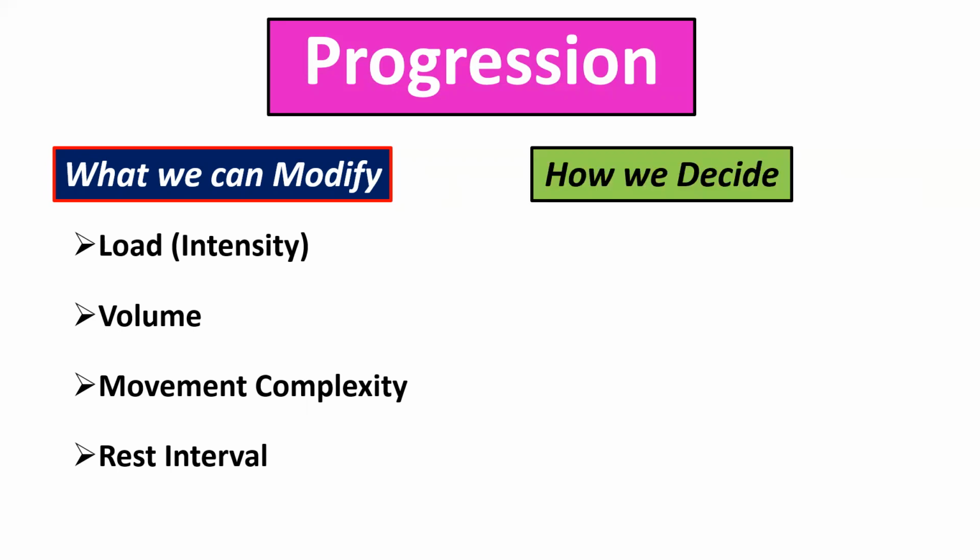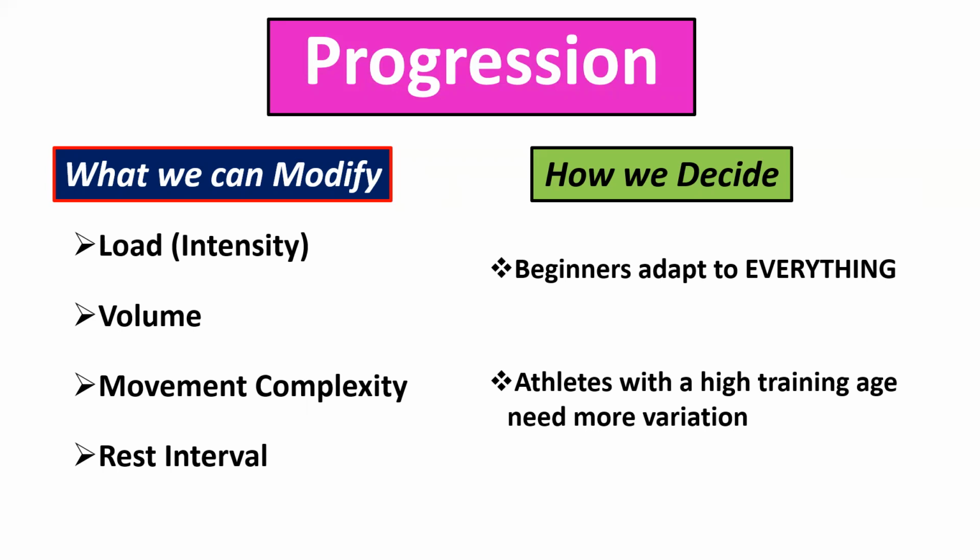So how do we decide? First of all, beginners adapt to everything. So if we change something, it will make them better, which is awesome. But if we have athletes with a higher training age, so 1, 2, 5, 10 years of training, we're going to need more variation, more specific changes to really cause the development of the adaptation that we're going for.